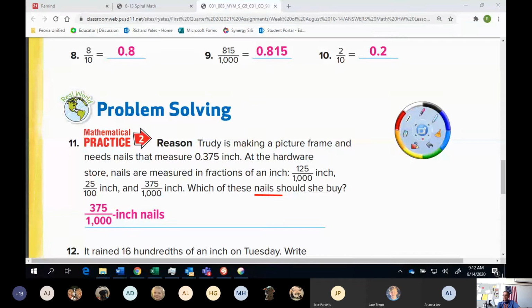Maisie Bacon, you have a question? I wrote Trudy should buy 375 thousandths inch nails because I'm really bad at saying these things, but because 375 thousandths in decimal form is 0.375. A nice explanation, Maisie. Good job. Let's go on down to number 12.